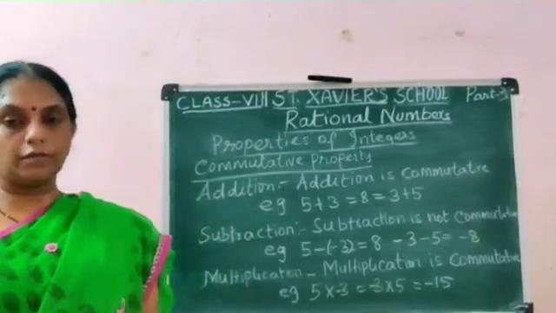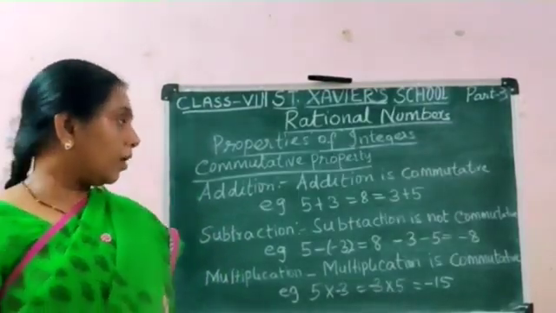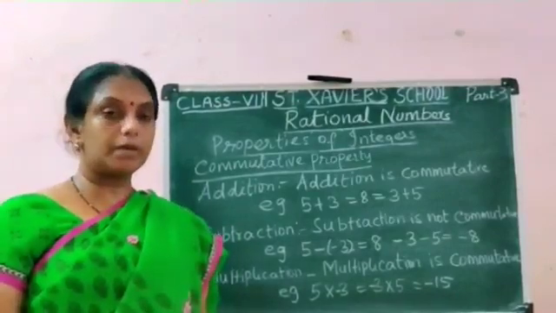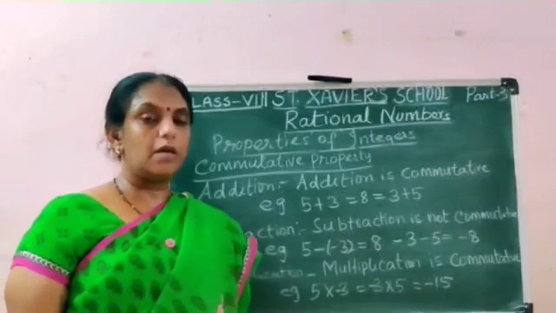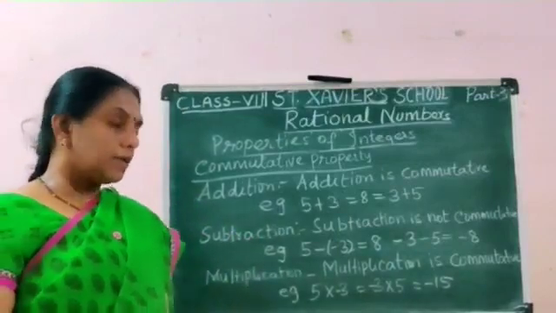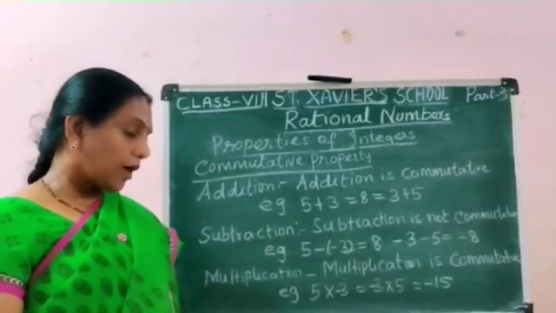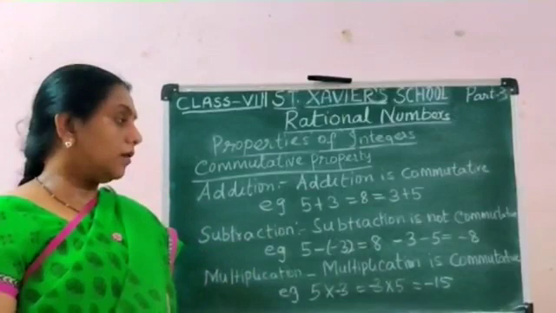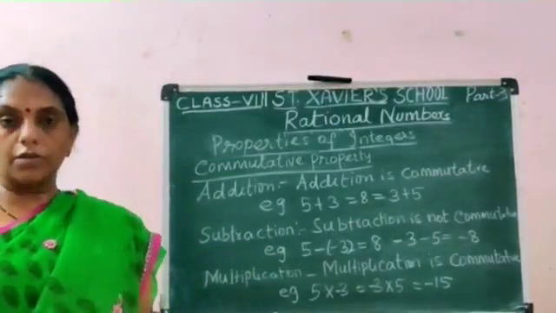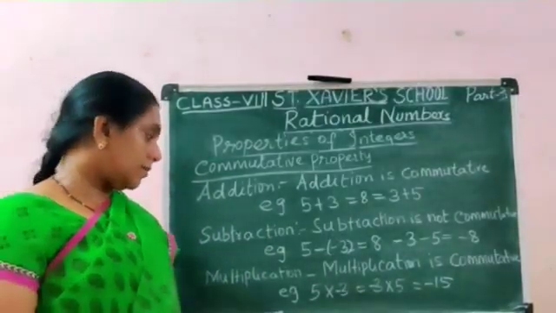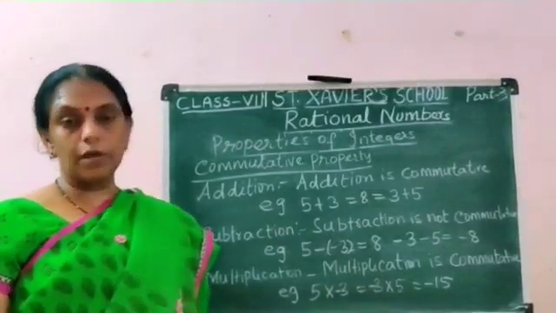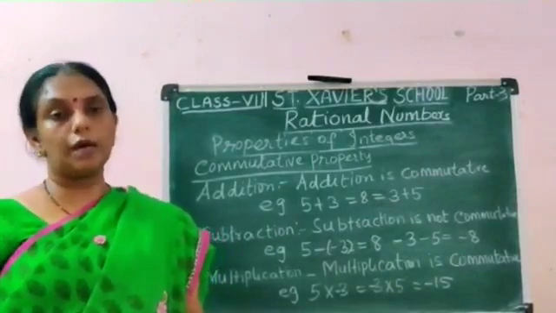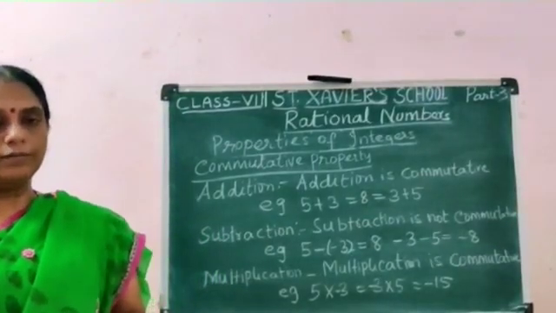In the properties of integers, we will go for the commutative property. Addition is commutative. Example is 5 plus 3 equal to 3 plus 5. Both we are getting the answer 8. Second one is under subtraction. Subtraction is not commutative. So 5 minus of minus 3 will get 8, and on the other side minus 3 minus of minus 5 will become minus 8. Therefore subtraction is not commutative. Multiplication is commutative. 5 into minus 3 equal to minus 3 into 5. Both we will get the answer minus 15.